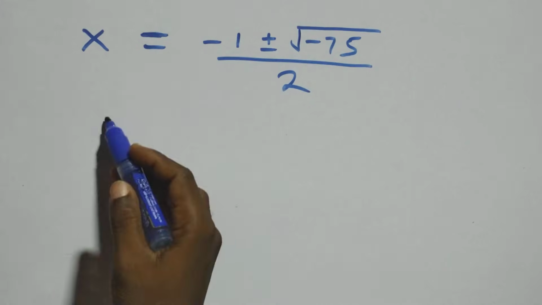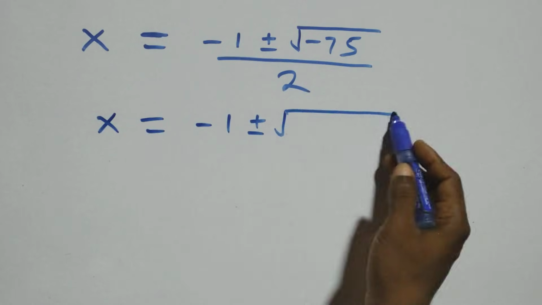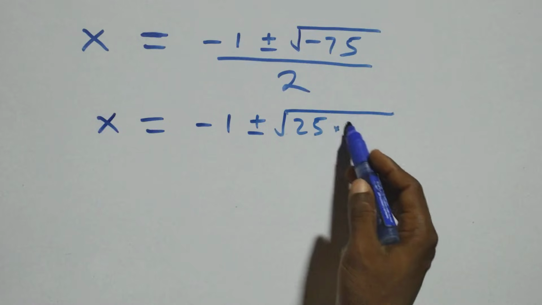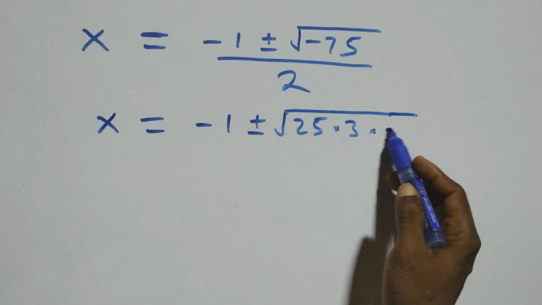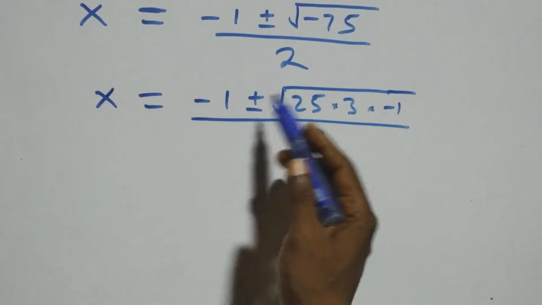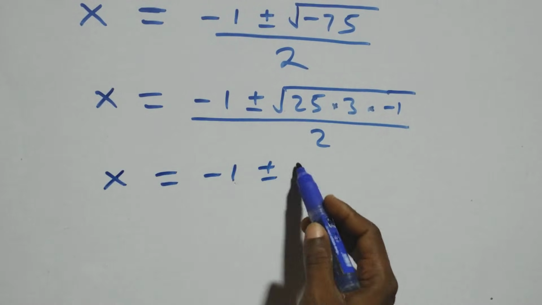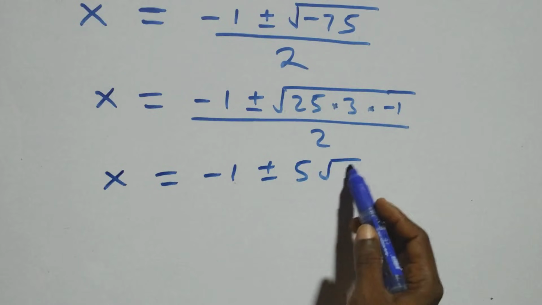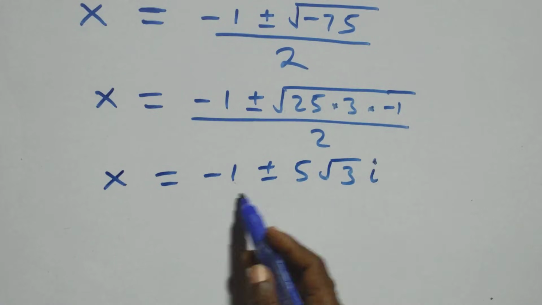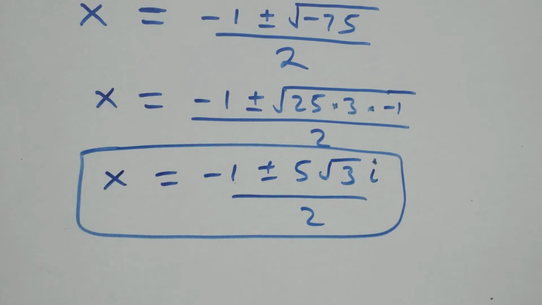This can be written as x equals minus 1 plus or minus square root of 25 times 3 times minus 1 over 2. When we separate this, root 25 is 5, and we have x equals minus 1 plus or minus 5, and we have root 3, and root minus 1 is i, over 2. Here we have two complex solutions as well.